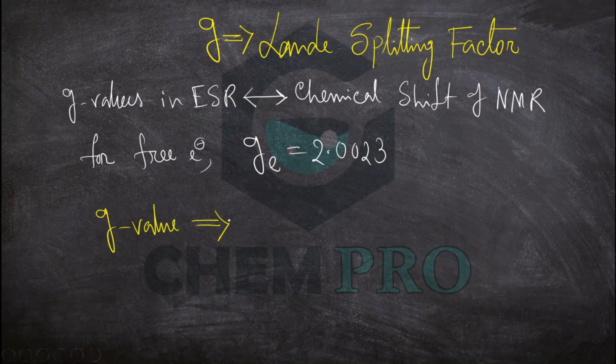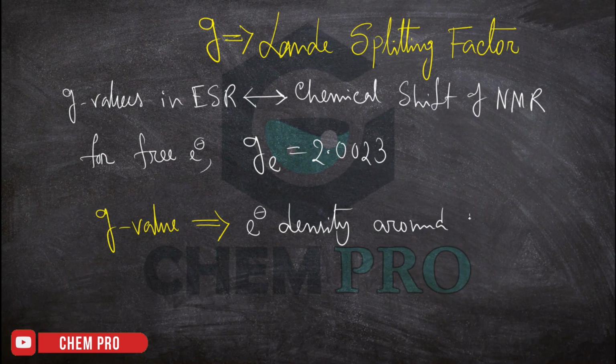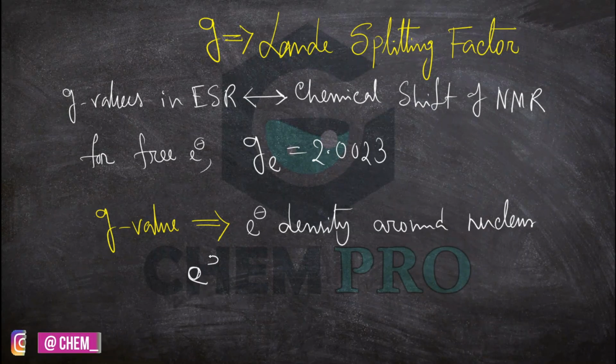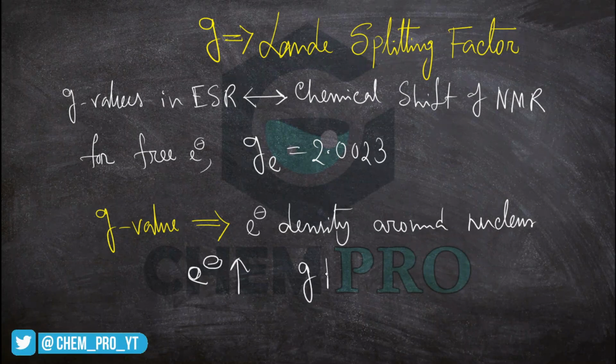Okay, and this G value depends on the electron density around nucleus. So we can say that if we increase the electron density, then the G value will also increase.